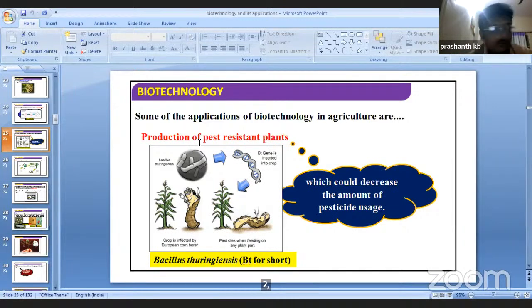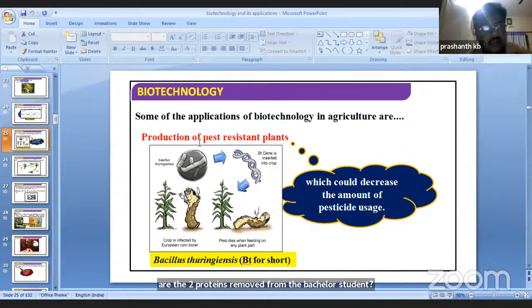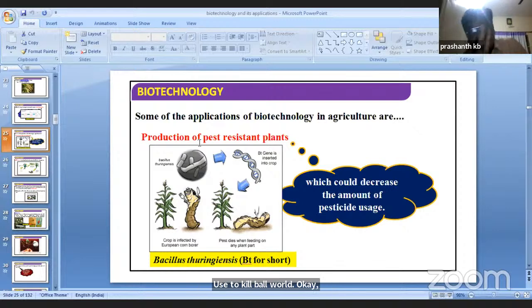Okay, can you go to page number 209 of the NCERT book? 2 marks question: What are the two proteins removed from the Bacillus thuringiensis to kill bollworm? CRY1AC and CRY2AB. These two DNA they removed from Bacillus thuringiensis, incorporated into agrobacterium, and allowed this agrobacterium to infect the cotton plant. So, BT DNA was introduced into the cotton plant through agrobacterium.